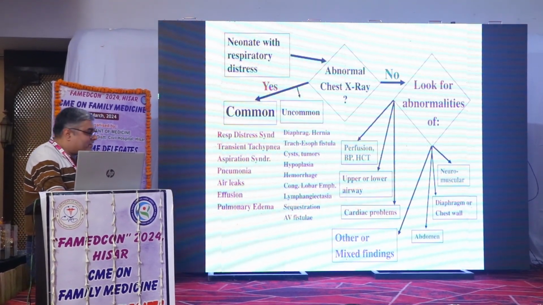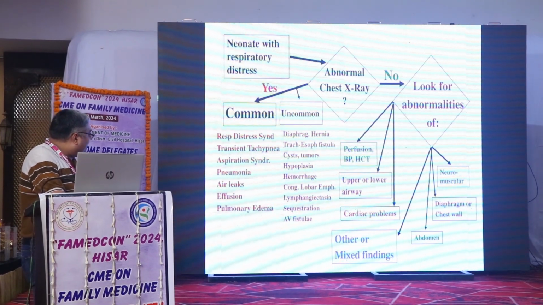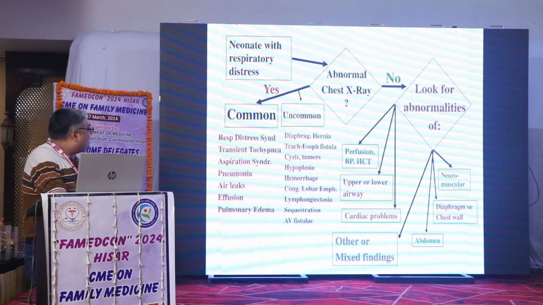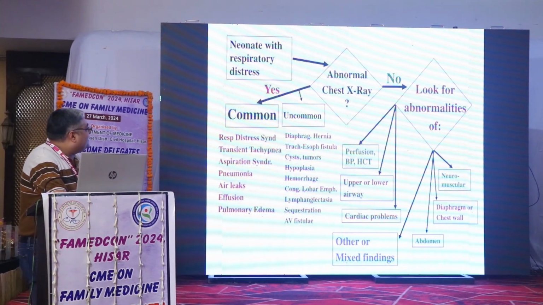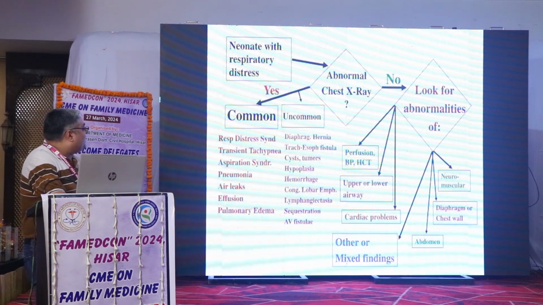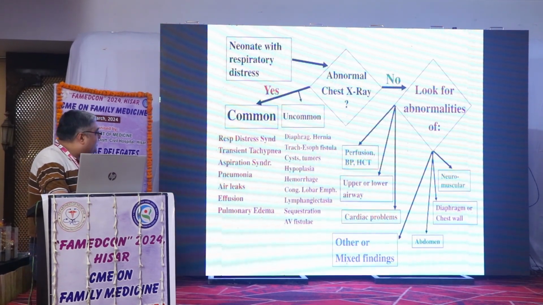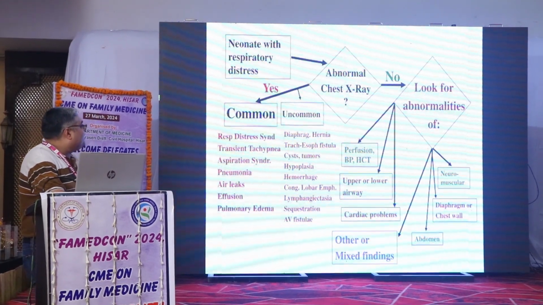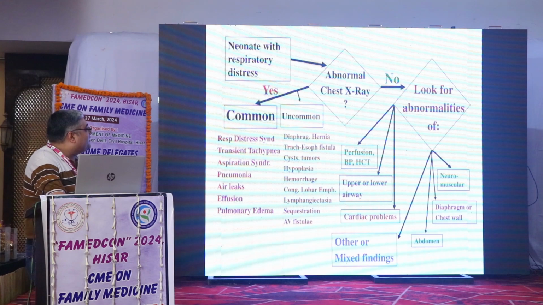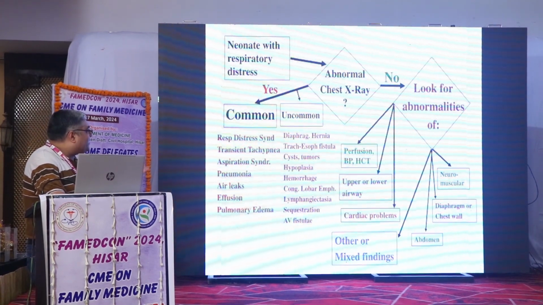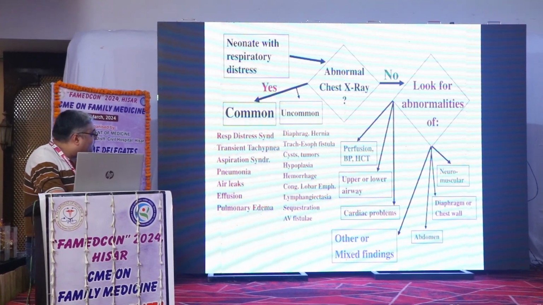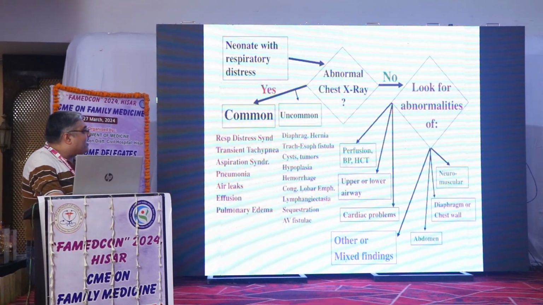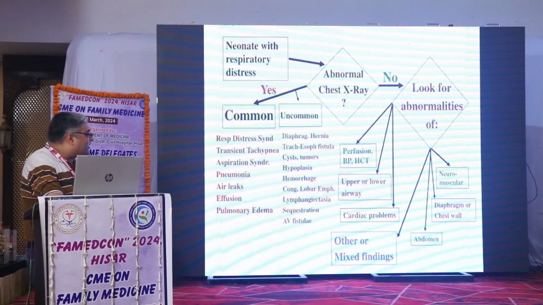Then TTN, aspiration pneumonia, can be air leaks, effusion, pulmonary edema. Uncommon causes can be diaphragmatic hernia, tracheoesophageal fistula, any thoracic cyst, tumors, lung hypoplasia, pulmonary hemorrhage, congenital lobar emphysema, sequestration, AV fistula. If X-ray is normal, then we have to look for blood pressure, hematocrit, upper or lower airway obstruction, any cardiac problem, neuromuscular problem, chest wall deformity, diaphragmatic abnormalities, and also we have to look at the abdomen.